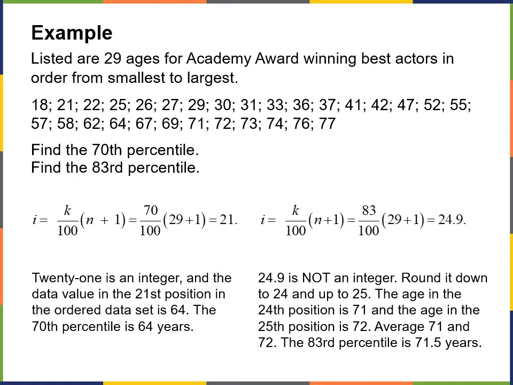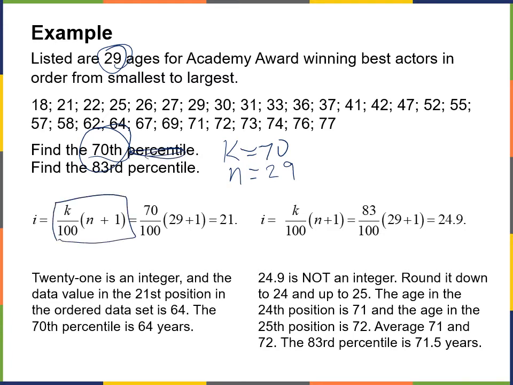And so let's say we wanted to find the 70th percentile. So in that case, K would be 70. N is the number of data values. They said there's 29 ages here. And the number of divisions, since we're talking about percentiles, is 100. So we're going to use this formula. We're going to say K is 70, N is 29. We're going to do this, and we get 21.